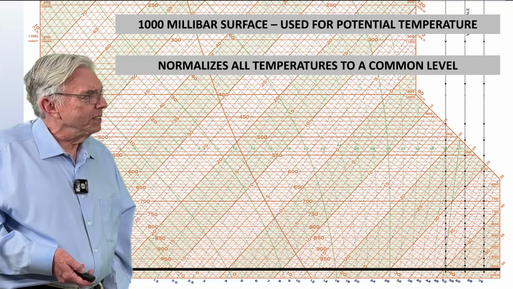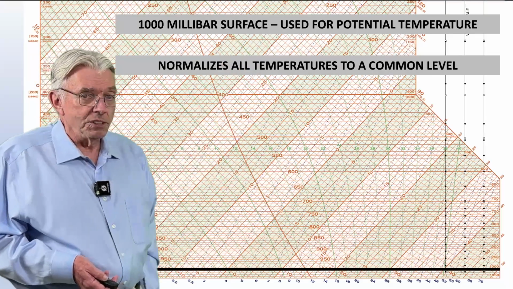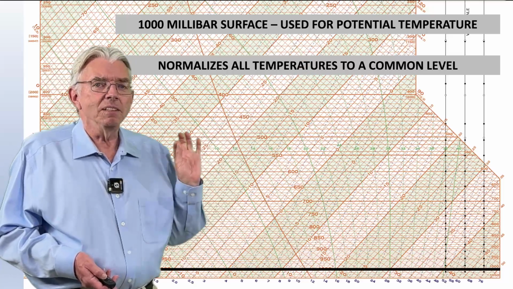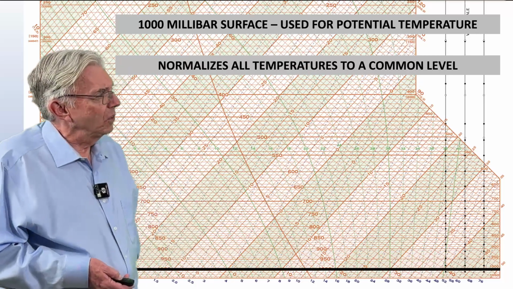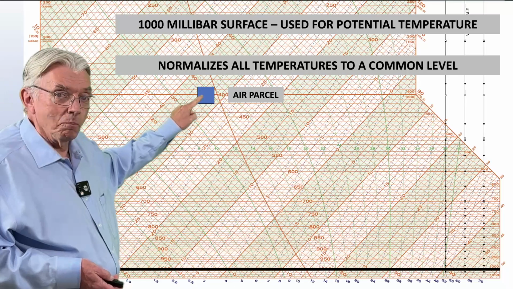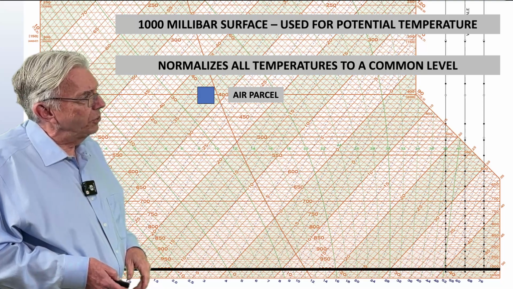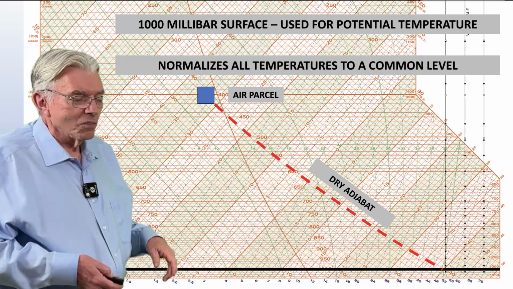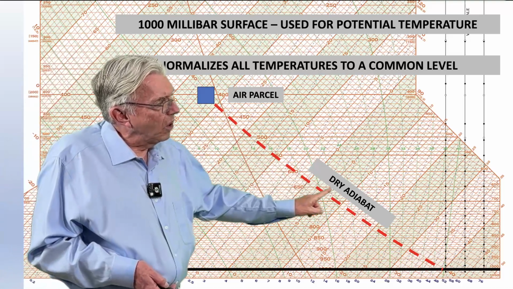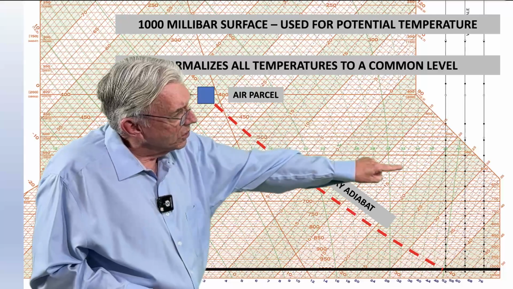And basically by using something called potential temperature, which is what the 1,000 millibar surface is used for, it normalizes all temperatures to a common level. So let's say that we have an air parcel, which I've denoted here by this little blue square. It is going to move down what we call a dry adiabat. And there are a whole bunch of these adiabat lines that go like this.